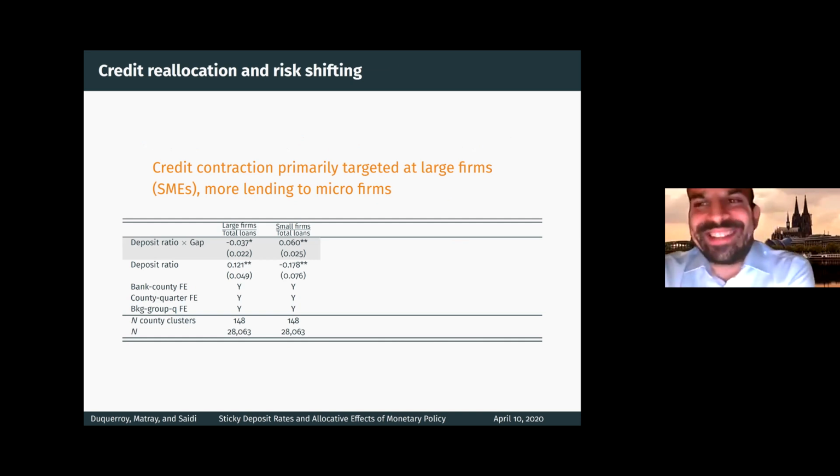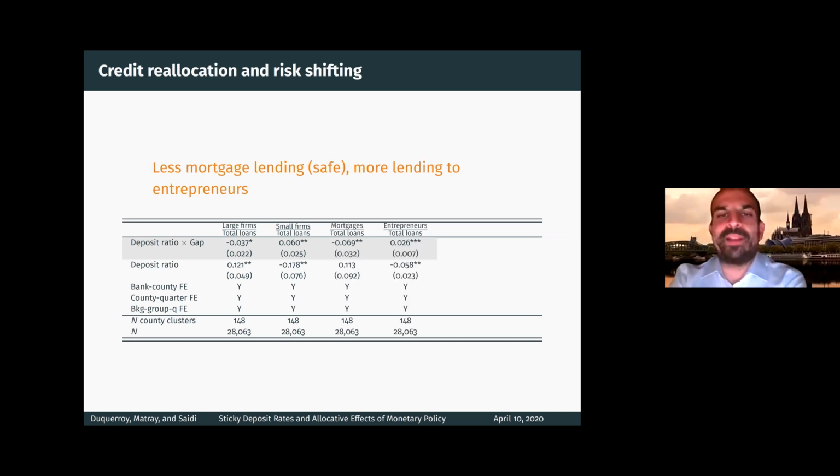The credit contraction I just documented to you is primarily targeted at large firms. Instead, there is more lending to the smallest possible micro firms. Okay, that may be indicative of risk-taking. This is further manifested by the fact that safe mortgage lending is going down, but lending to what I would call risky entrepreneurs goes up.